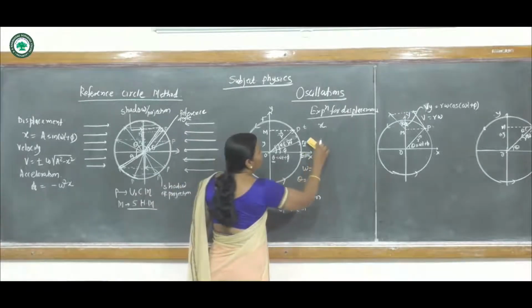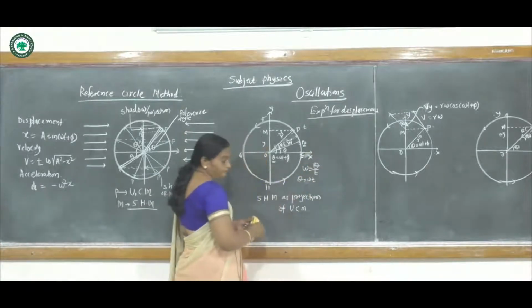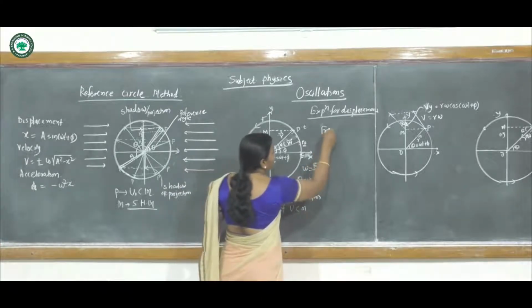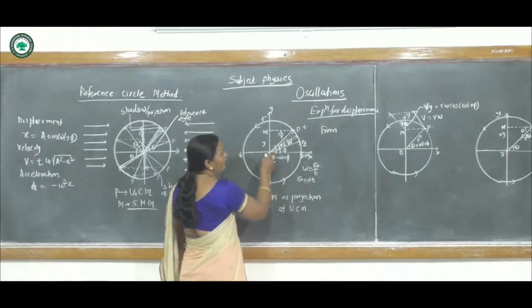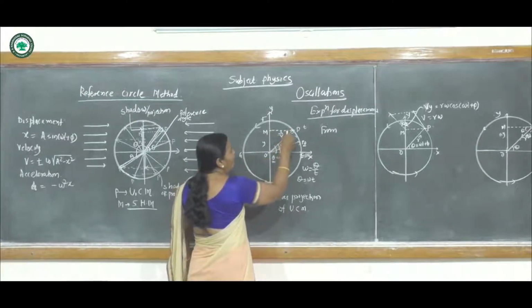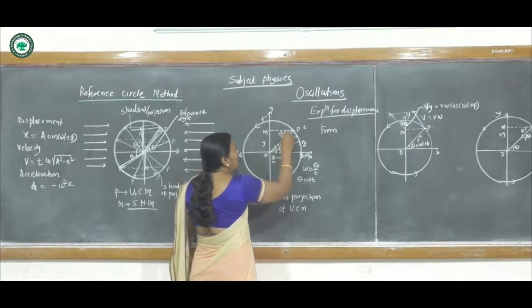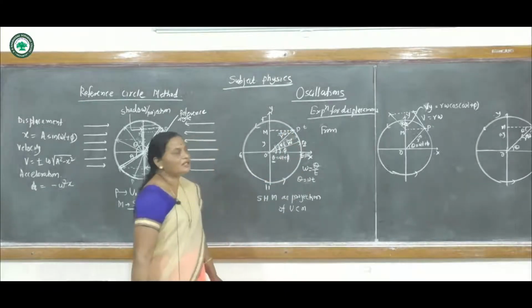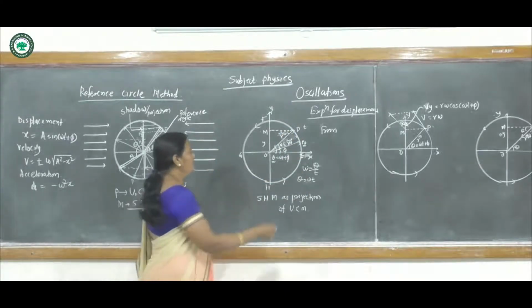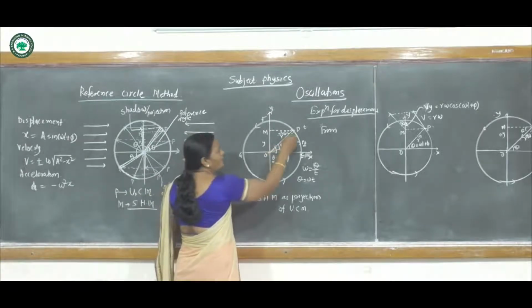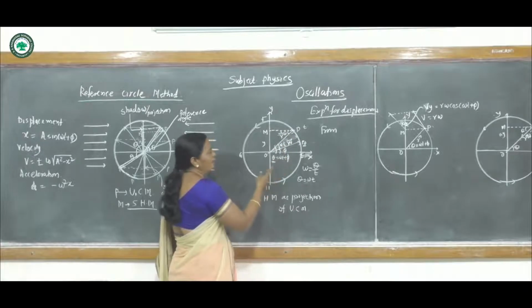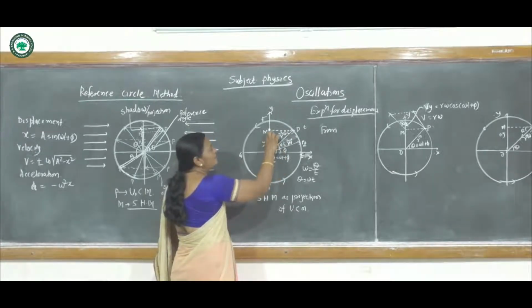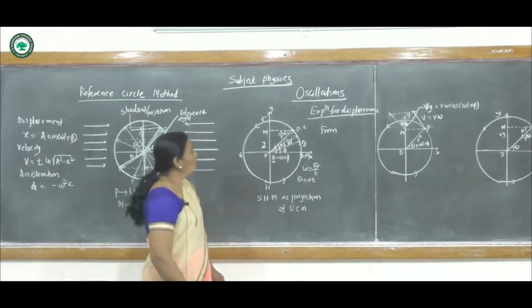Now we find from the figure, we consider the triangle OPM. This angle is theta again. This angle is also equal to theta by geometry. And this is the displacement y.